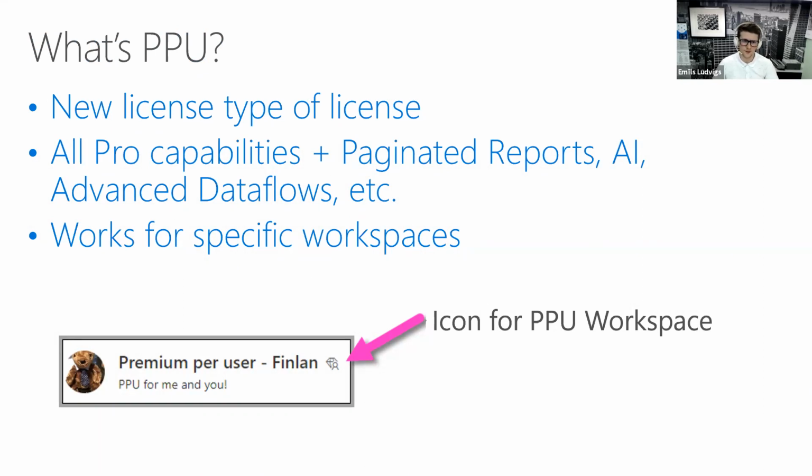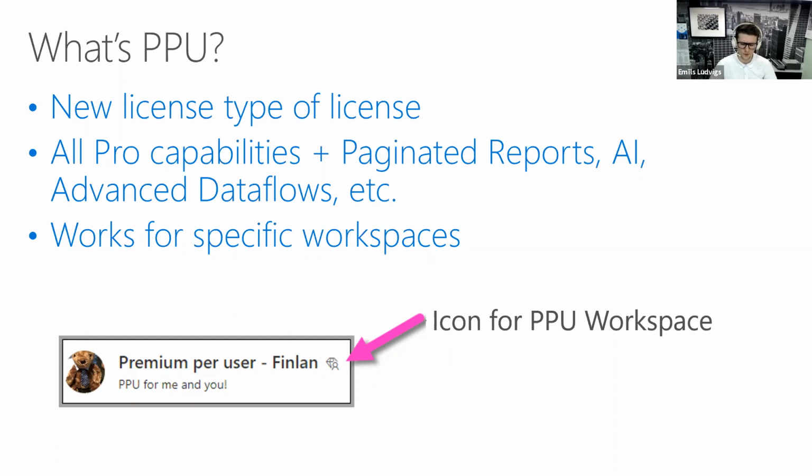This is the new license, and it has all the Pro capabilities, plus paginated reports, AI visuals and capabilities, advanced dataflows, deployment pipelines, etc. Some specific features which were only available when you are using Power BI Premium, and right now are also available with this new license. Also, what's really neat to know, it only works for a specific workspace, and you can see in this picture how this workspace looks. It's your workspace name, and it has a specific logo, the diamond with the people.